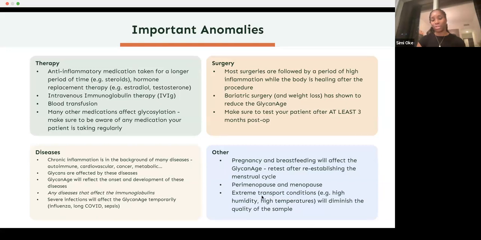And the last one there is just about extreme transport conditions. So this is one of the reasons that we say if a sample's been lost in the post for 2 weeks plus, we're just going to send you another test to repeat, because realistically that sample has potentially been in an environment that would ruin the cadence of it.